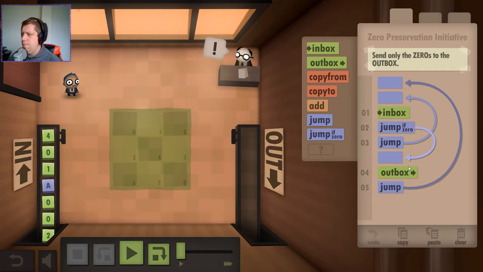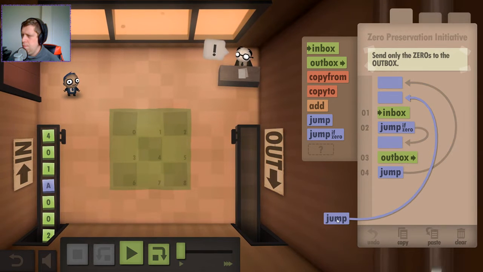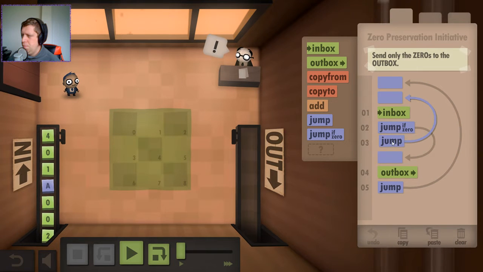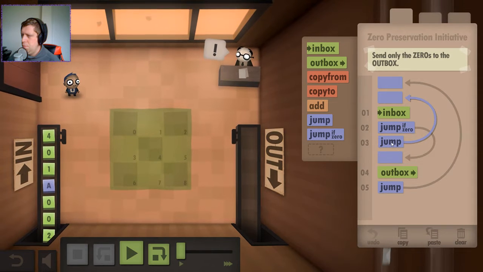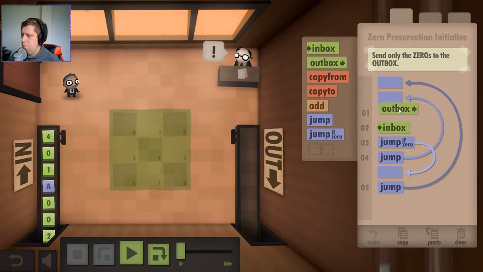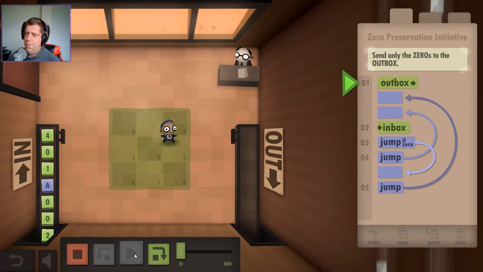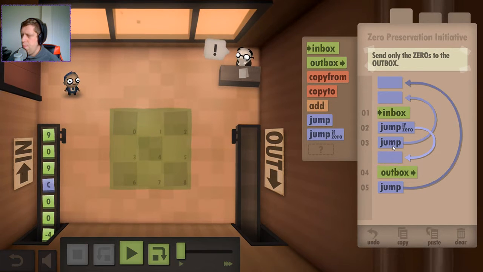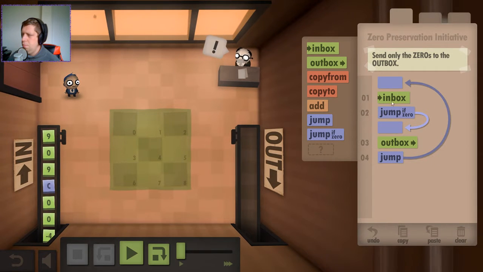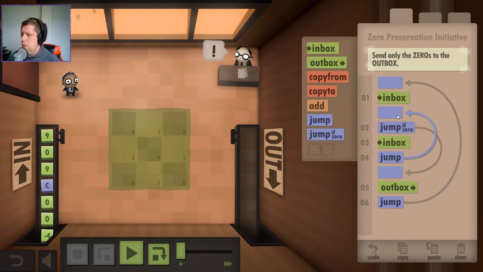If it's 0, go to the outbox and go to the beginning. Alright, let me try something like this first. What if we went to the outbox first? Let's just break it. Yeah, they don't like it when I do that. Alright. What if I did something like this?